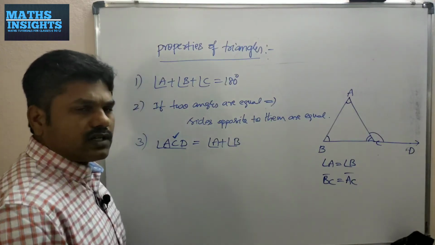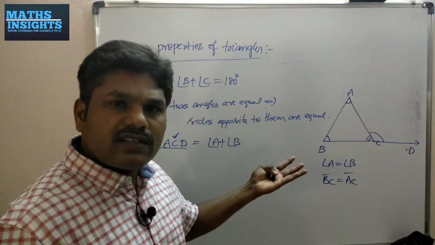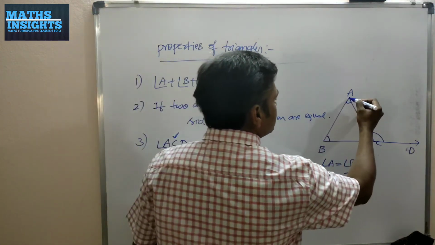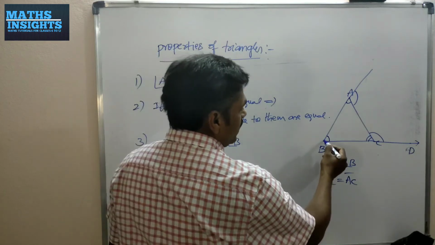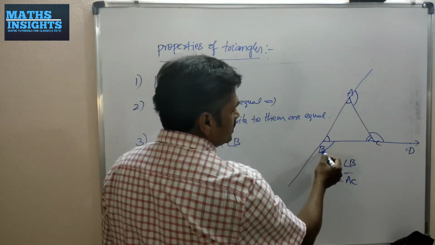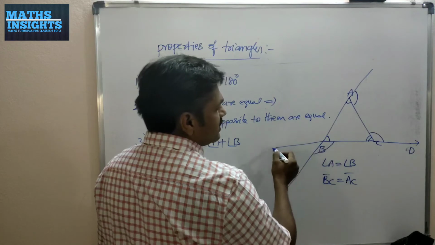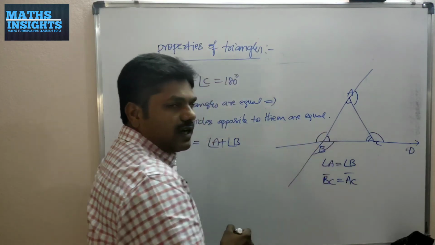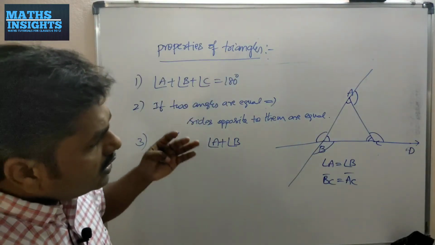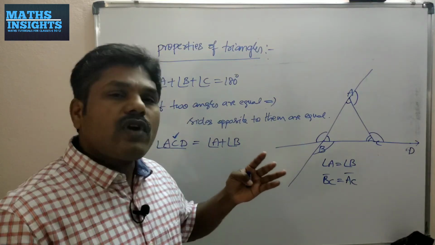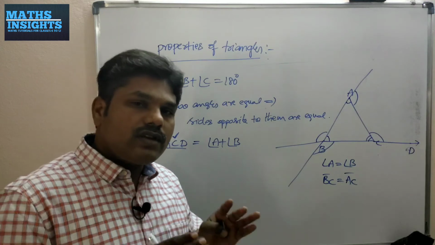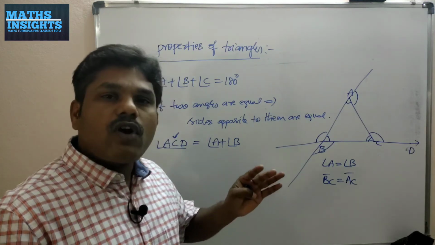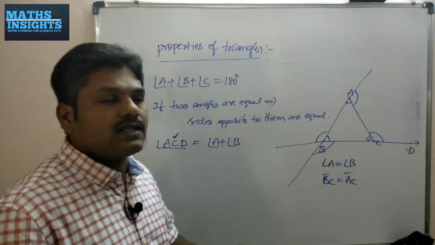This is very important. You may extend any side. See, if you extend this side, you will have this external angle. If you extend this side, you may have this external angle. If you extend this side, you may have this external angle. So in any triangle, if you extend a side, you will have an external angle, and its value is equal to the sum of the opposite two interior angles.